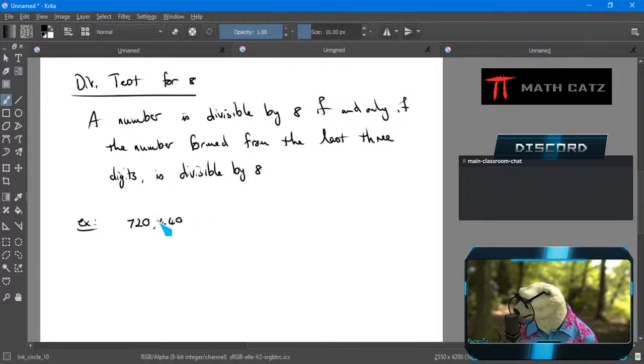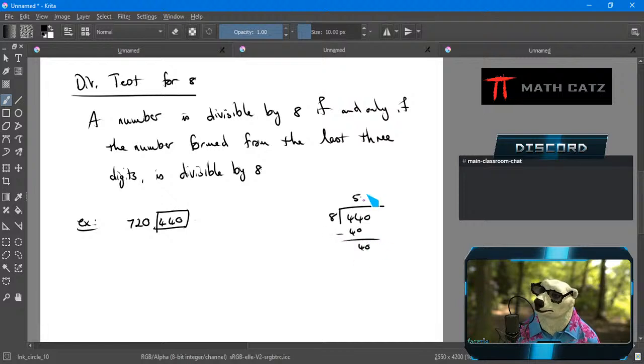For this number, I only look at the last three digits, and I can quickly do that, right? I'll scribble it to have something to look at. 8 goes into 40 5 times. 5 times 8 is 40. So I have 40 left. So 55 will definitely work. So 8 divides into the original number. My reason? Because 8 divides into the number formed of the last three digits.